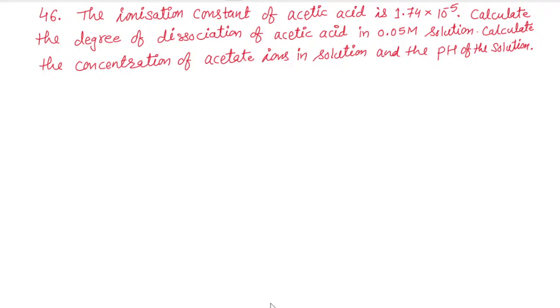The question is: the ionization constant of acetic acid is given to you. It is 1.74 × 10^-5, right? Calculate the degree of dissociation of acetic acid in 0.05 molar solution, and also calculate the concentration of acetate ions in the solution and the pH of the solution. So a very simple question.